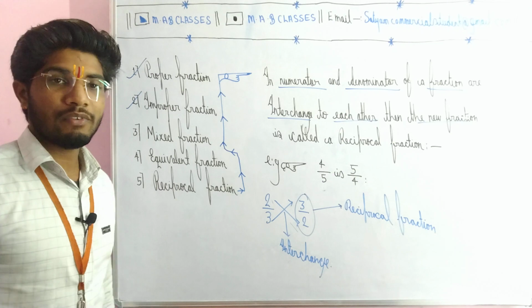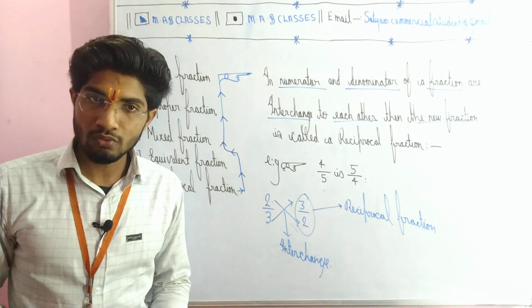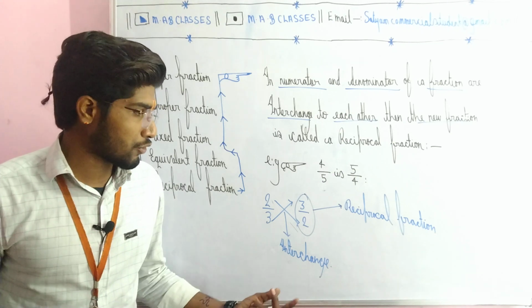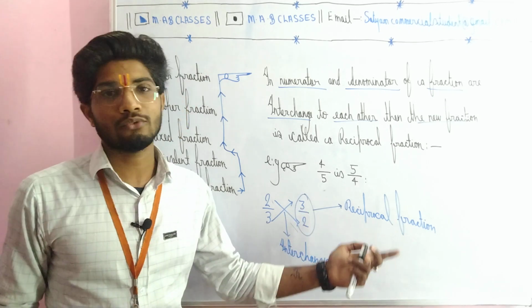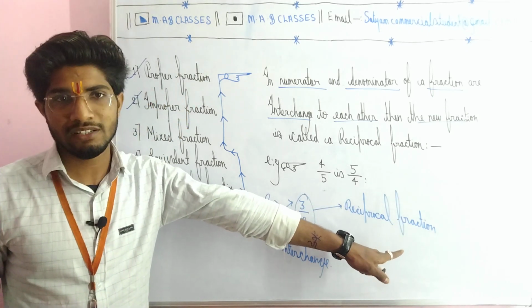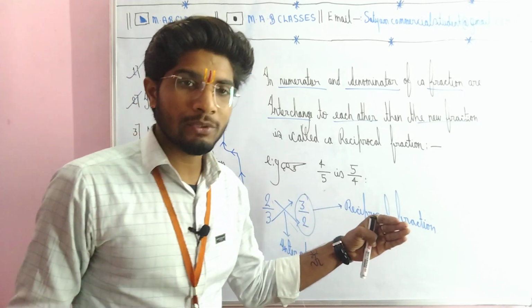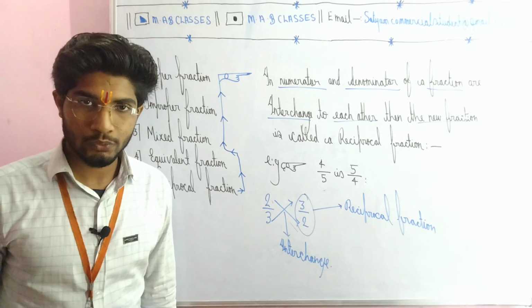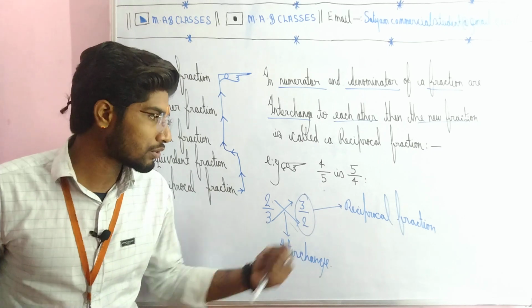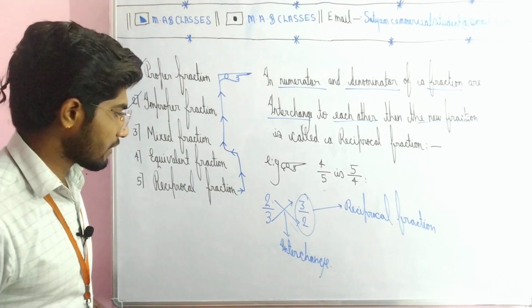Try to understand: whenever we find any new fraction from a given fraction by interchanging, those fractions are known by the name of reciprocal fractions. Understand, reciprocal means the same numerator and same denominator, but interchanging their places only. Yes or no? Those new interchanged fractions are known as the reciprocal fraction. Is the matter clear? Hope you understand.